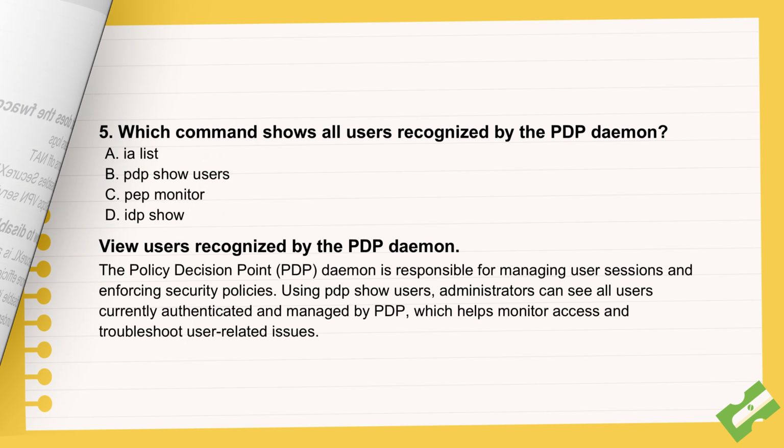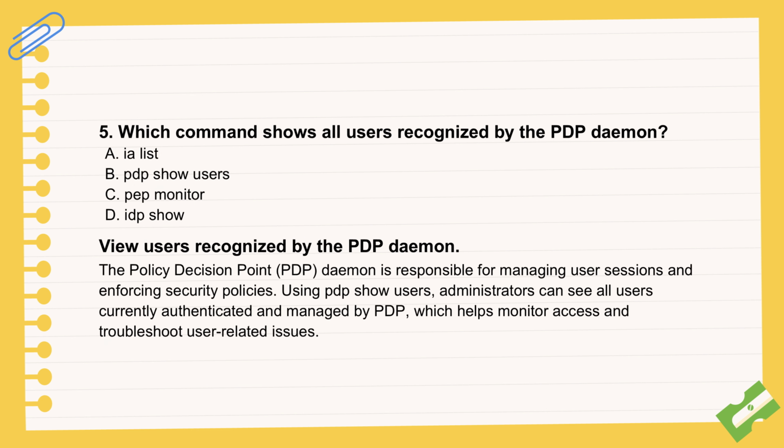Gotcha. Surgical. Okay. Moving beyond just network connections, user identity is huge, making sure the right people get the right access. How do we peek into that process? There's this command, pdp show users. What's the PDP daemon? Why is seeing who it recognizes important?